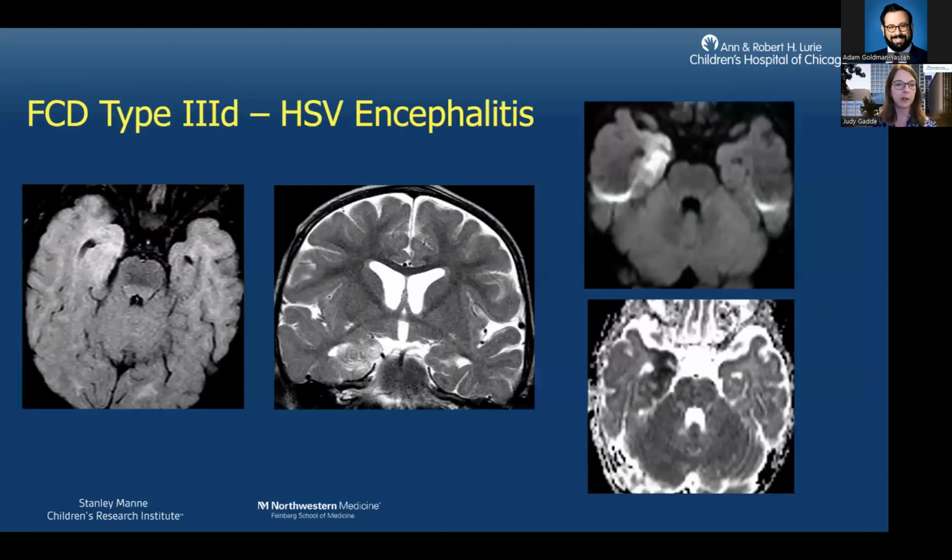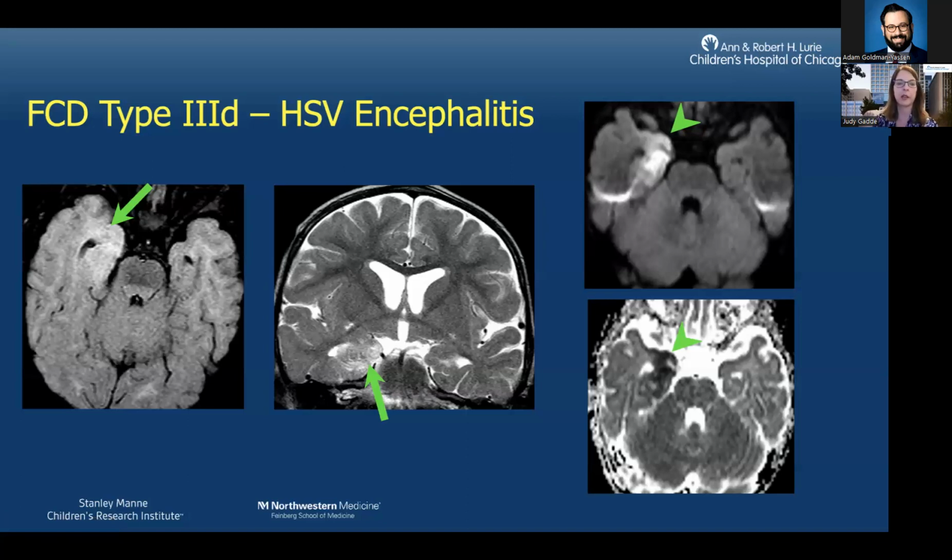And then lastly, our last type is going to be type 3D. And this is when it's associated with something else that was acquired early in life. This ended up being an HSV encephalitis case. And this was the initial presentation. We can see abnormal T2 FLAIR hyperintensity in the right frontal lobe and right temporal lobe anteriorly. On the coronal T2, we have additional T2 hyperintensity involving that right parahippocampal gyrus, maybe even extending to involve a portion of the hippocampus. And on the DWI and ADC, we had some restricted diffusion more medially.